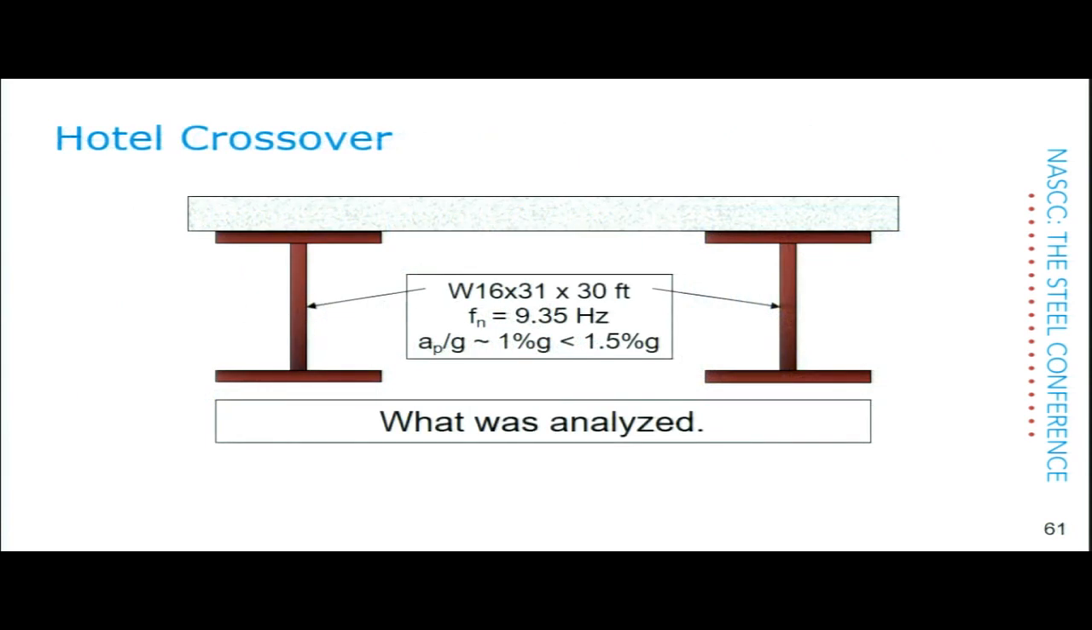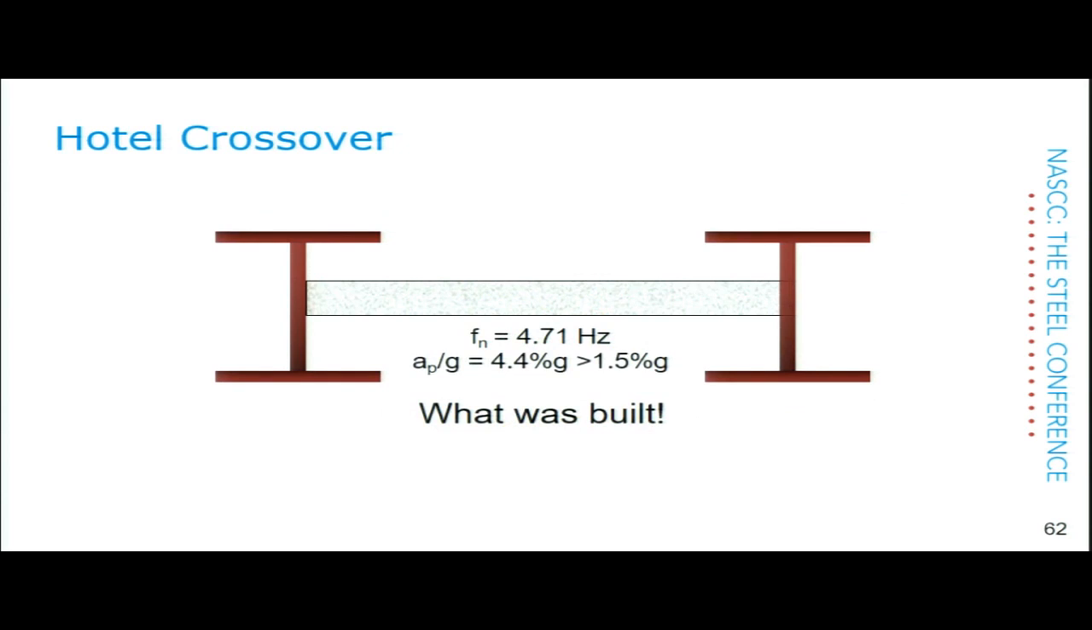Here's something else that happened to a poor structural engineer. This is a hotel crossover, and the beams were W16x31, 30 feet long. The slab was a typical floor slab. He just looked at it and said, it's not going to be a problem. Unfortunately, that's where the slab was.